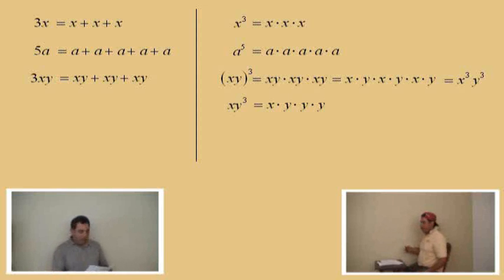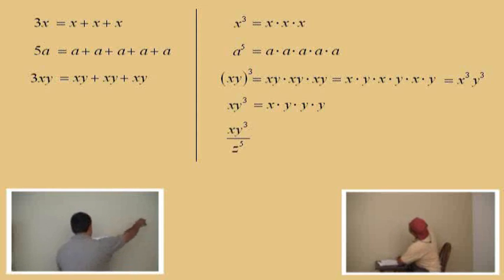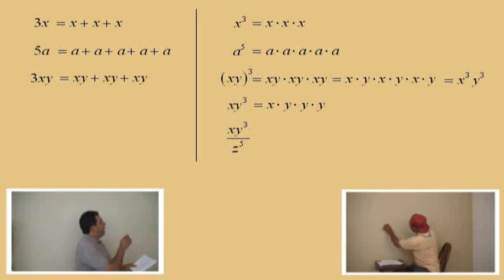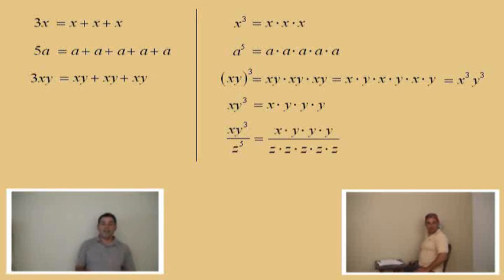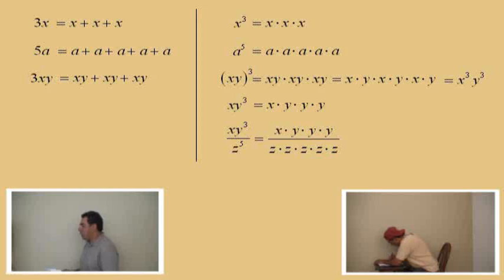Okay, let's do another one. This is a rational expression: x times y cubed over z to the fifth. Realize the exponent on the y, which is a 3, means how many y's are being multiplied together, Charlie? 3. That's right. And how many z's in the denominator are being multiplied together? 5. That's it, 5 z's.